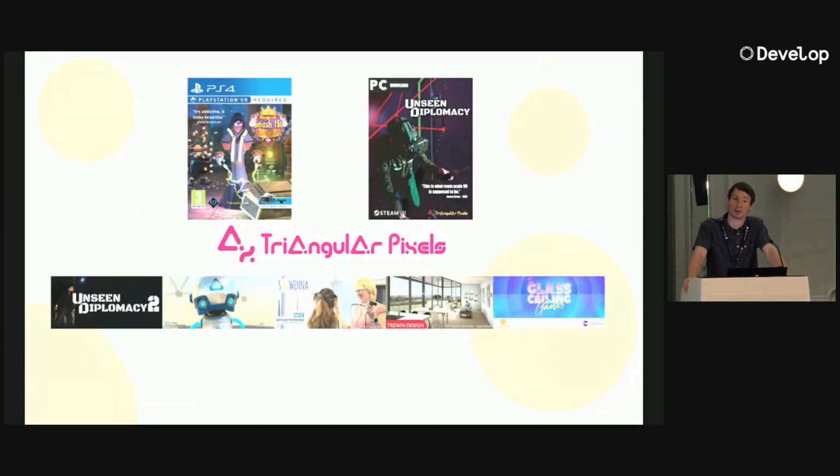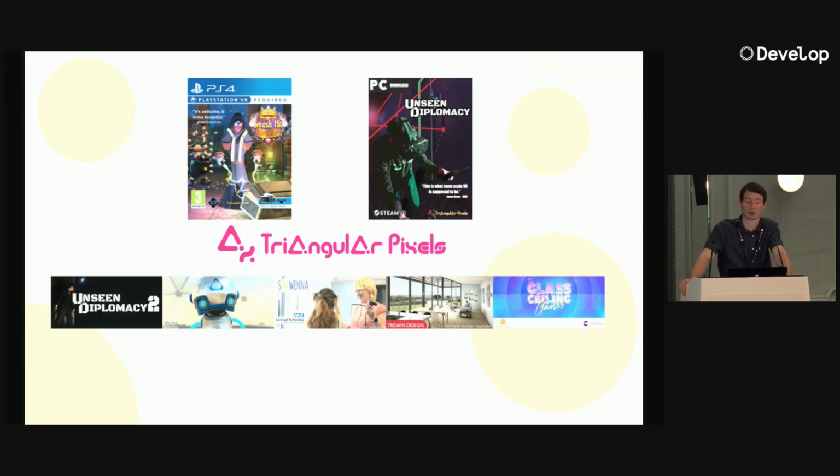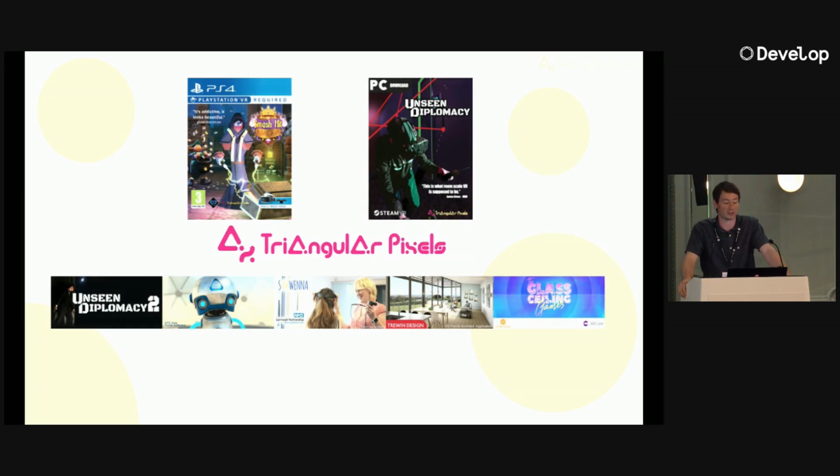And a little background information. Triangular Pixels is a small studio which specializes in new game experiences. We've previously released Unseen Diplomacy, a VR game on PC, and Smash It Plunder, which was released on PlayStation VR. We also do white label work for people like HTC and the NHS. And we're currently working on the sequel, Unseen Diplomacy 2.